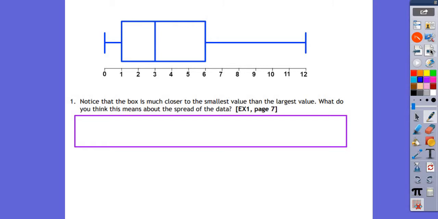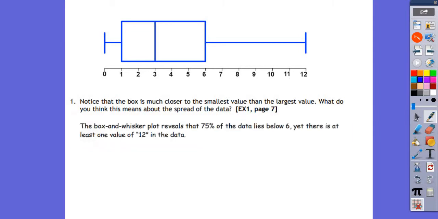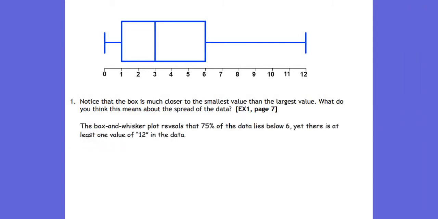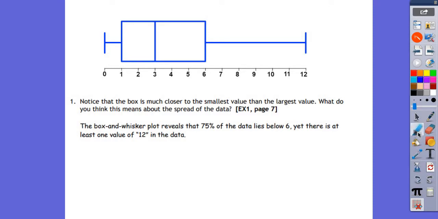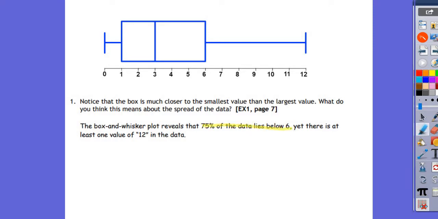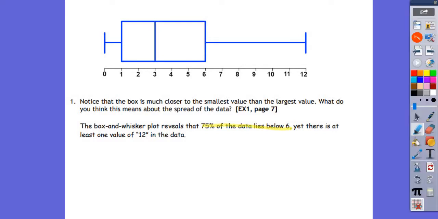From 6 to 0, what percent of data is covered between 6 and 0? 75. Dang, I'm impressed. How many sections are being covered from 6 to 0? 3 sections, which is 3 quartiles at 25% each. So we can say 75% of the data lies below 6. That's about all we need to say, really.